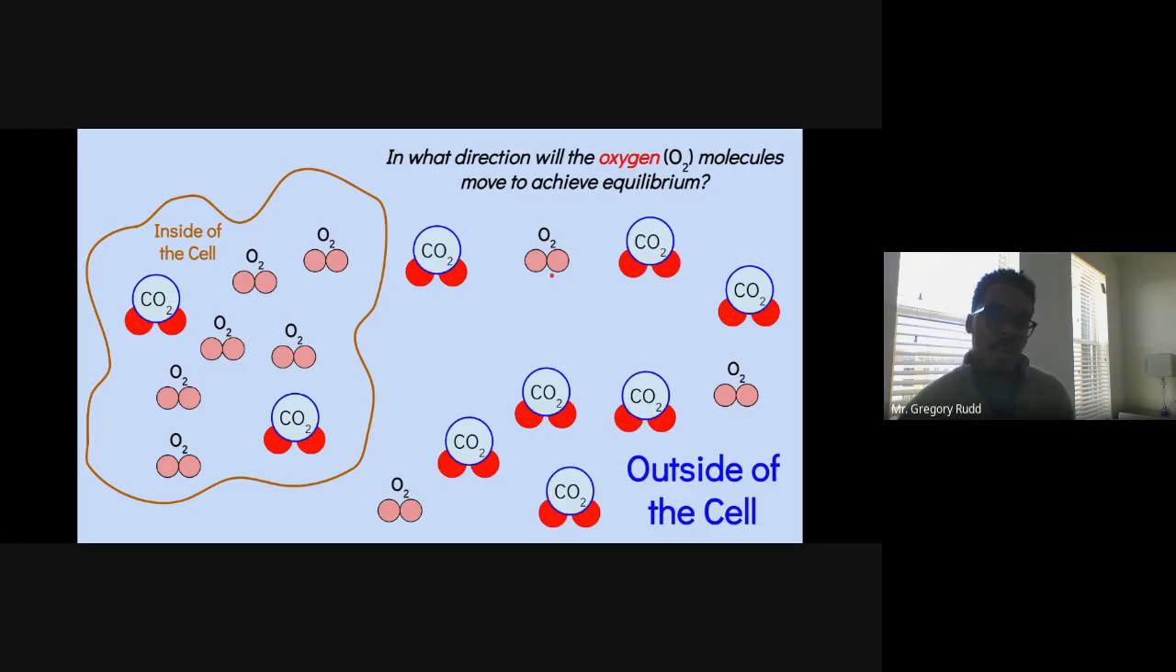Okay, Abigail says out. Melissa says out. Anybody else have a thought? If not, then can I ask one of you two to explain why you say out? How can you tell that that oxygen is going to move out of the cell?